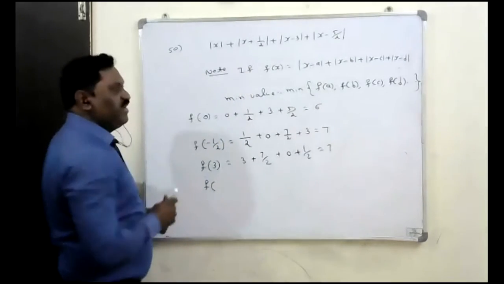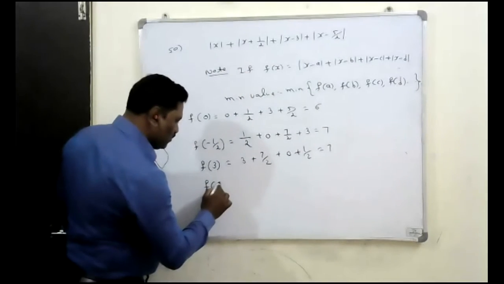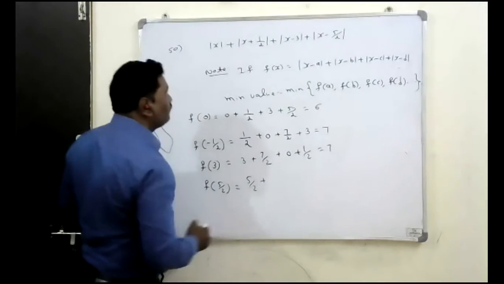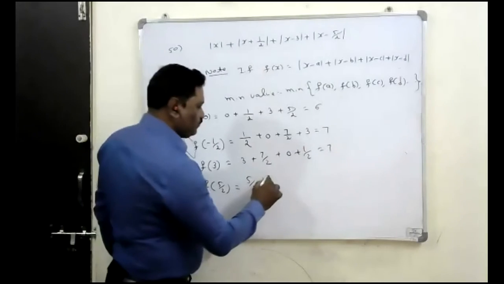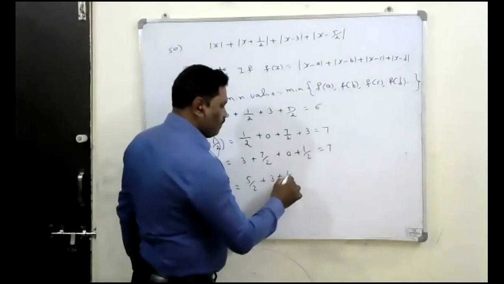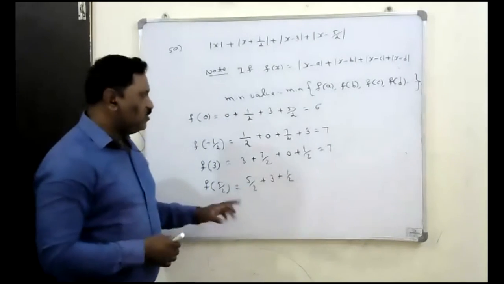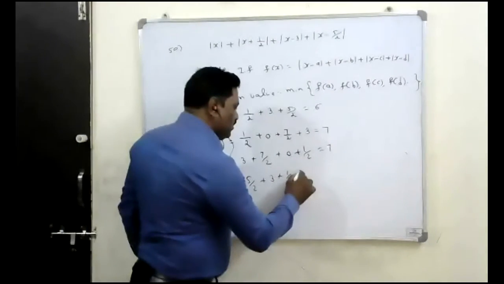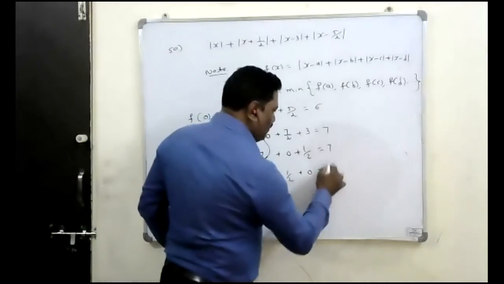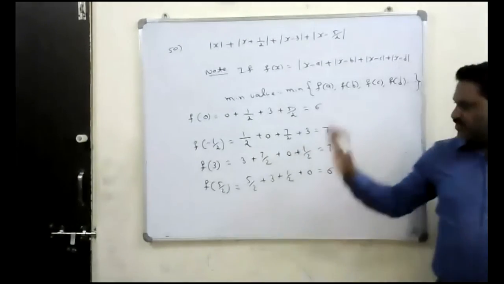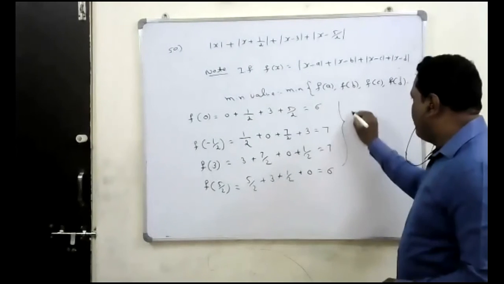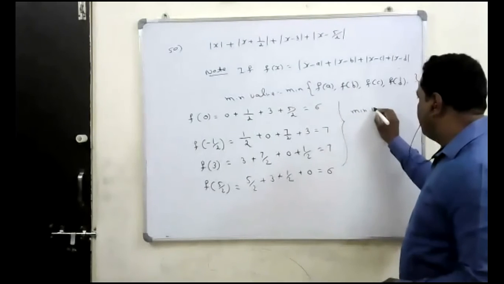Next term is 0 when x equal to 5 by 2. Keep 5 by 2 everywhere. 5 by 2 plus 1 by 2 is 3, plus 5 by 2 minus 3, which is 1 by 2 in magnitude, and this term is 0. Now what is the summation? Total is 6. So like that you got the different values. Out of this, what is the minimum value? Therefore, minimum value is equal to 6. Like that, we'll find its minimum value.